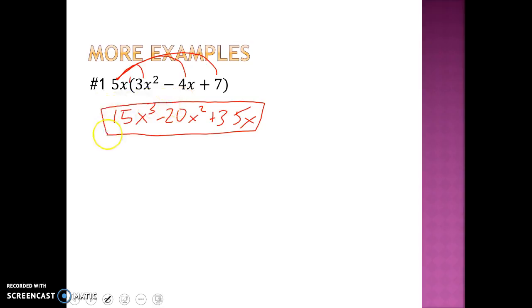So my answer is 15X to the third minus 20X squared plus 35X, which, as you can see, is a cubic trinomial. Let's try another one. Take a look at number 2. Again, I'm going to use the same method.